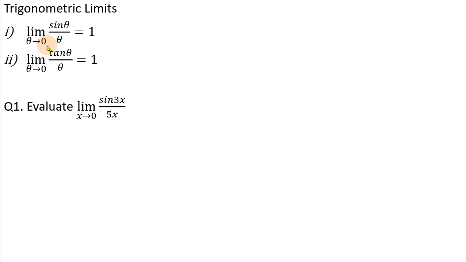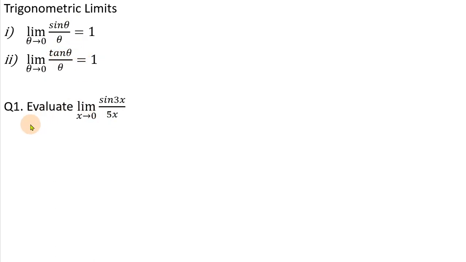Limit theta approaches to 0 sin theta upon theta, and this is equal to 1. Same is true for tangent theta, that is tan theta upon theta. If theta approaches to 0, the answer is 1. In place of theta we can use x or a, b, c, etc. Anything. Angle must be same.